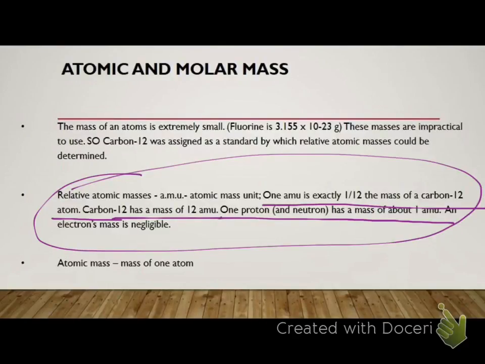Okay, the atomic mass is the mass of one atom. Now, can we go get the mass of one atom? No, we can't. I mean, you can't see one atom. So we have to do this in a different way.